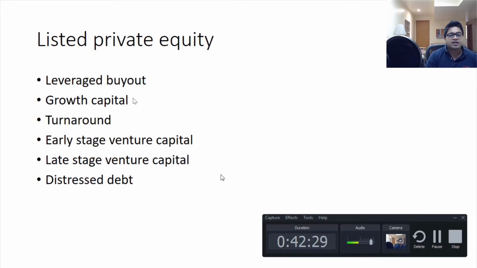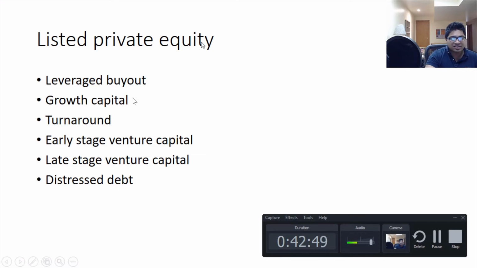Next is listed private equity. Private equity generally invests in unlisted companies. Listed private equity means this private equity is then traded on a stock exchange, so it has a little bit more liquidity.